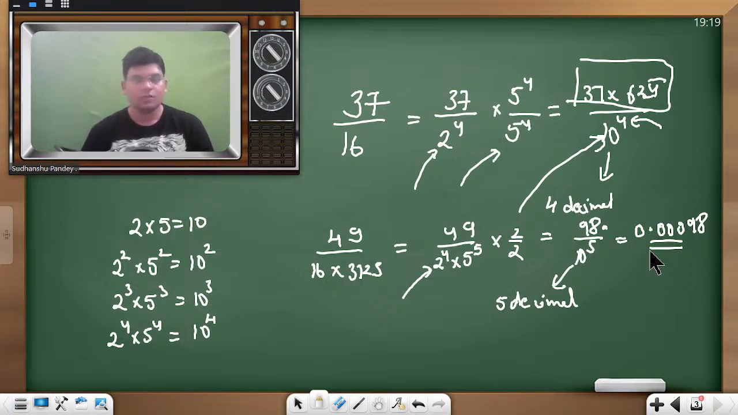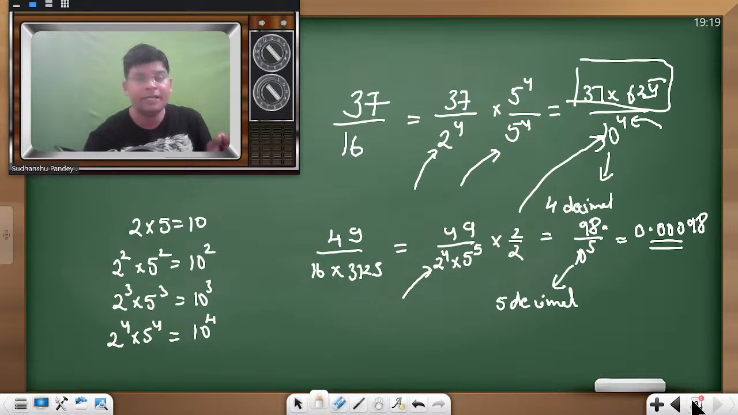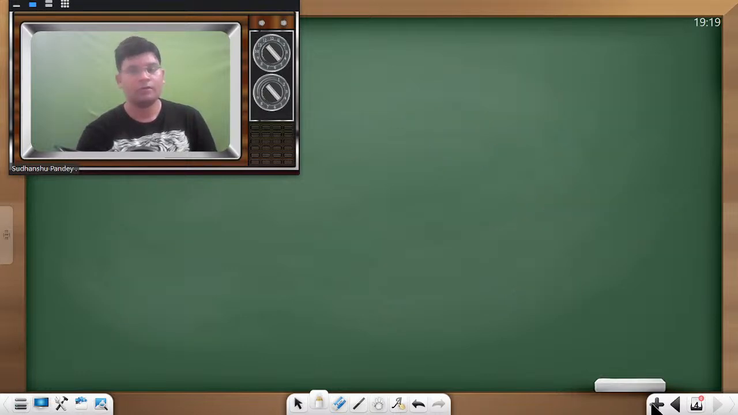Yes, sir. So what I told initially, what I made you write initially, I made you write that if the rational number is having the denominator of the form 2 to the power m into 5 to the power n, now you saw sometimes m was equal to 4, n was equal to 5, whatever may be the value of m and n, it doesn't matter. But the decimal form will always be terminating decimal. समझ में आ रहा है? Now coming to the second point.